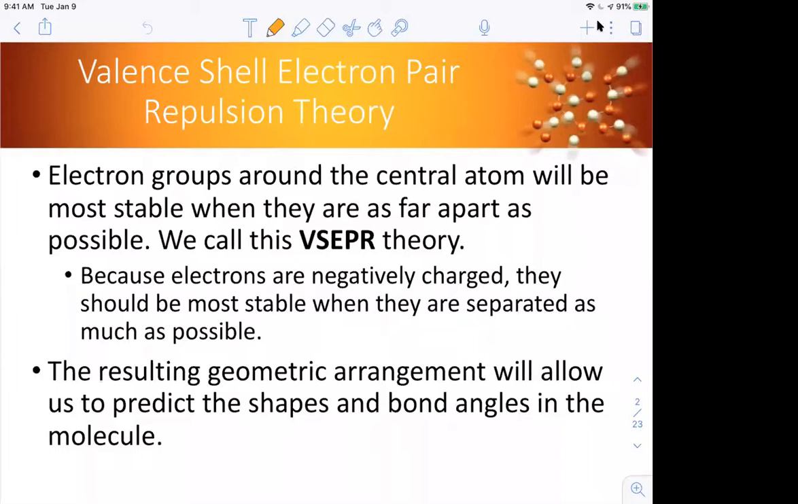Those negatively charged groups are going to strongly repel each other. The idea is because electrons are negatively charged, they should be most stable when they are separated as much as possible. The resulting geometric arrangement will then allow us to predict the shape and the bond angles in the molecule.